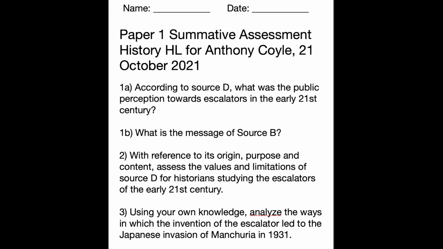Then of course I had question 2: with reference to its origin, purpose, and content, assess the values and limitations of source D for historians studying the escalators of the early 21st century. And last but not least, question 3: using your own knowledge, analyze the ways in which the invention of the escalator led to the Japanese invasion of Manchuria in 1931. Now that you've seen the paper, without much further ado, let's see what sort of answers Mr. Coyle had for us today.